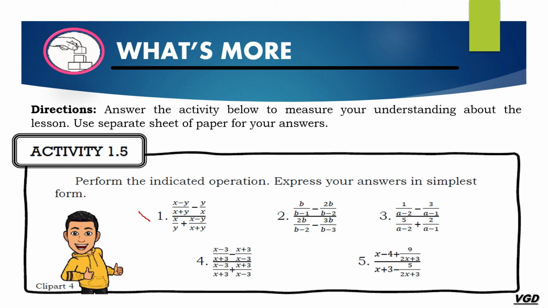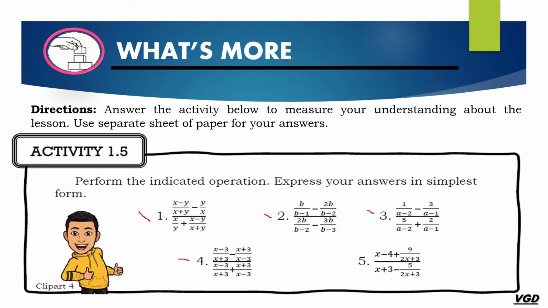x minus 1 over x plus y minus y over x divided by x plus y plus x minus y over x plus y. Number 2, we have b over b minus 1 minus 2b over b minus 2 divided by 2b over b minus 2 minus 3b over b minus 3. Number 3, we have 1 over a minus 2 minus 3 over a minus 1 divided by 5 over a minus 2 plus 2 over a minus 1.